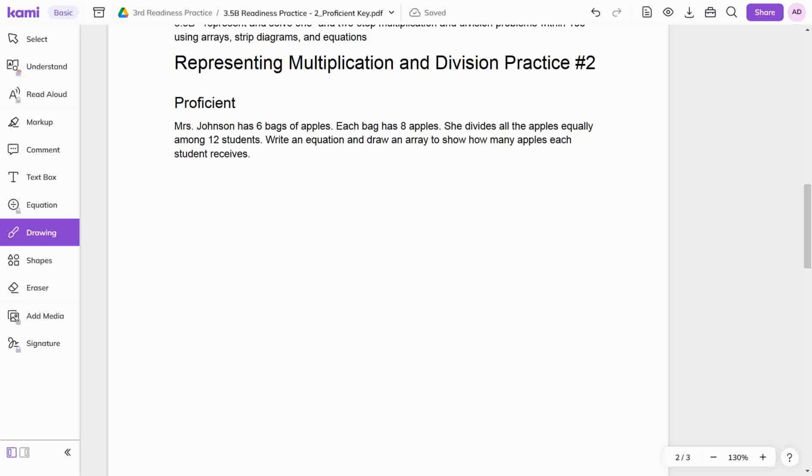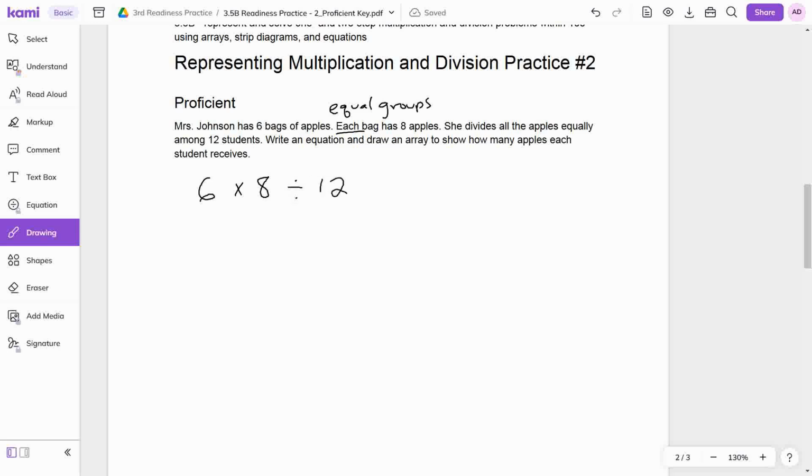So if I've got 6 bags of apples, each bag has 8 apples. So this "each" lets me know I'm dealing with equal groups. And when I see equal groups, that makes me think multiplication or division. In this case, I've got 6 bags of 8, so 6 times 8, right? 8 plus 8 plus 8 plus 8 plus 8 plus 8, so I can do 8 repeated addition 6 times. But then we need to divide equally among 12 students.